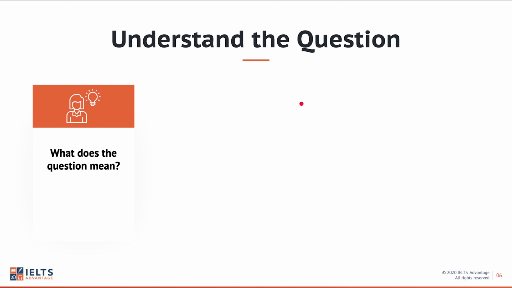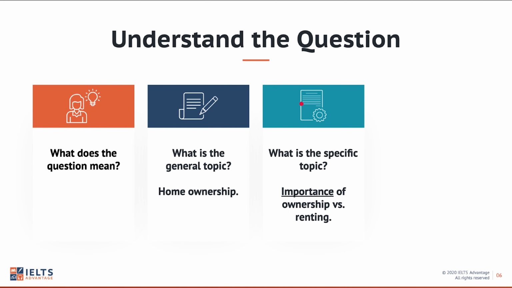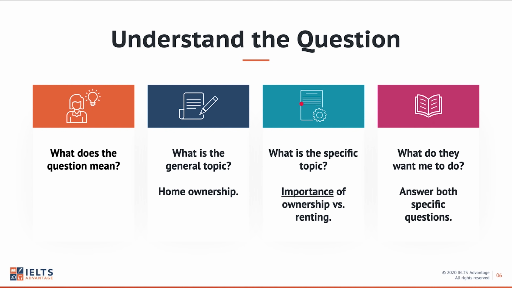So again, step one, what does the question mean? What is the general topic? Home ownership. What is the specific topic? The importance of ownership versus renting. And then what do they want me to do? Answer both specific questions. And you might look at this and go, oh, I won't have time to do this.